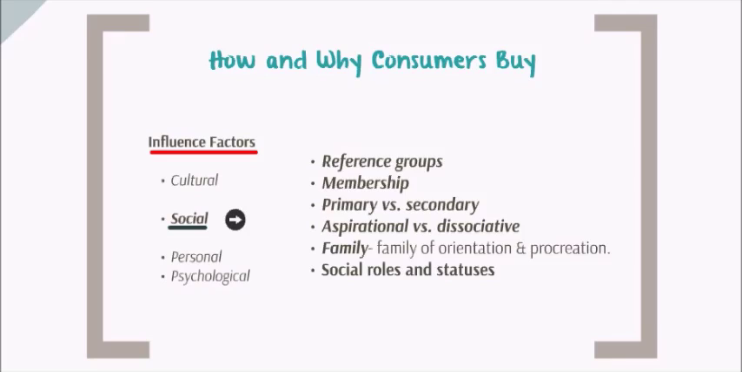Now coming to family. We can see there are two types of family over here: family of orientation and family of procreation. Family is the most important consumer buying organization in society, and family members constitute the most influential primary reference group.